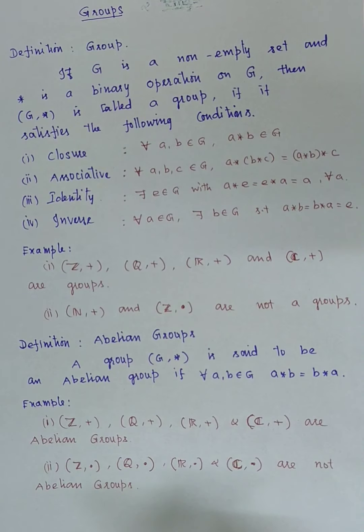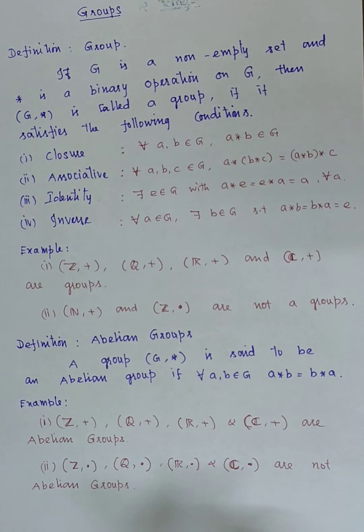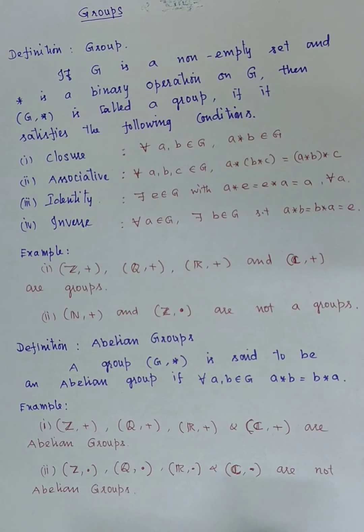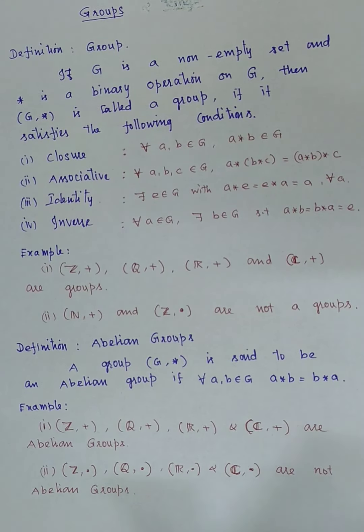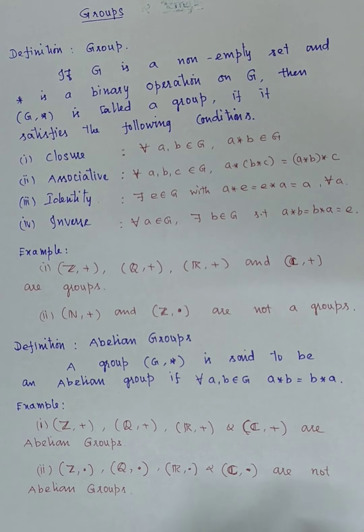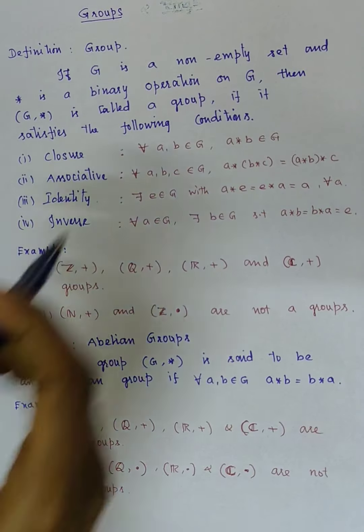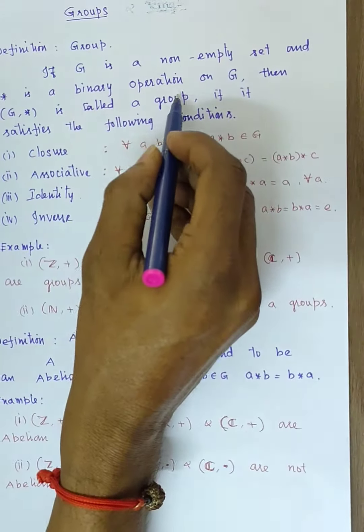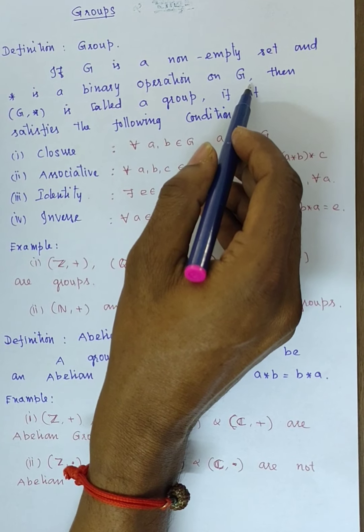Hi everyone. Today we are going to discuss the topic algebra. In algebra, the first topic we are going to discuss is group. Okay. First of all, what is a group? The definition of group is: if G is a non-empty set and star is a binary operation on G.